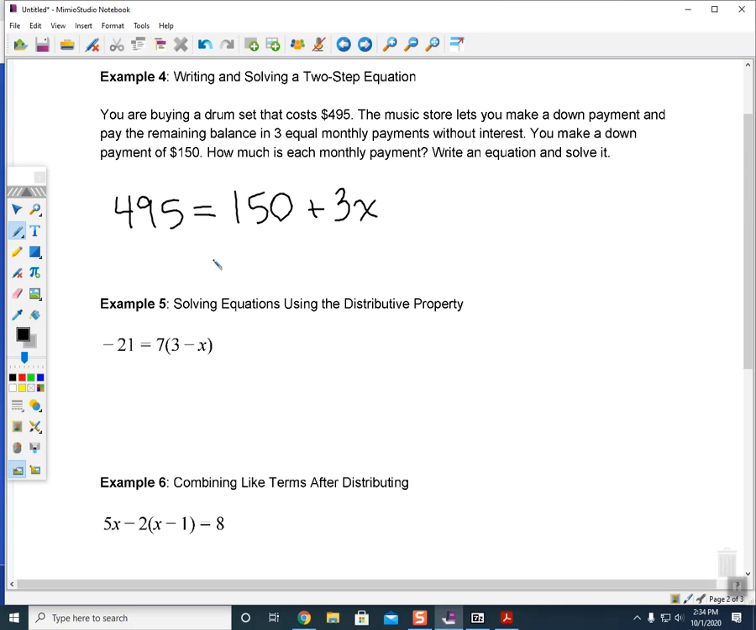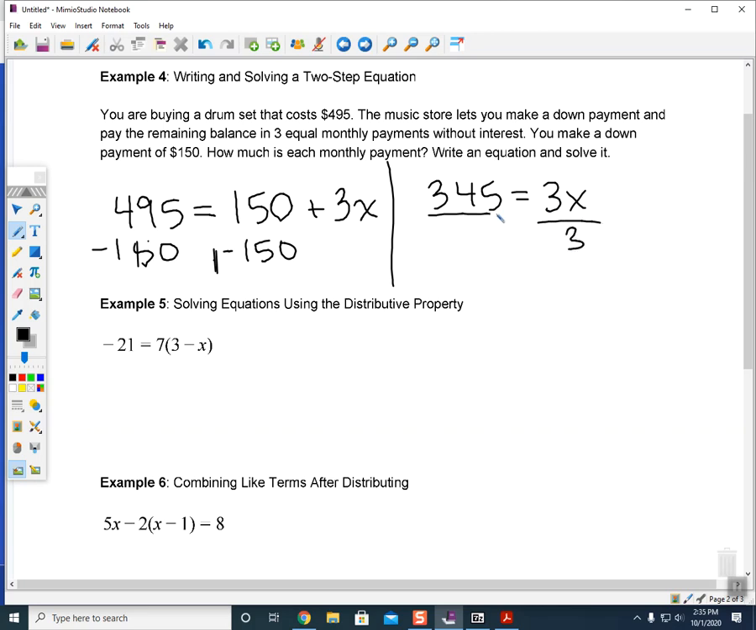So then to solve this, it's pretty straightforward. I'm just going to subtract 150 from both sides. I'm left with 345 equals 3x. Then I'm going to divide both sides by 3. Then I'm left with x equals 345 divided by 3, which should give me $115. So my payment every month for this drum set is $115 per month.